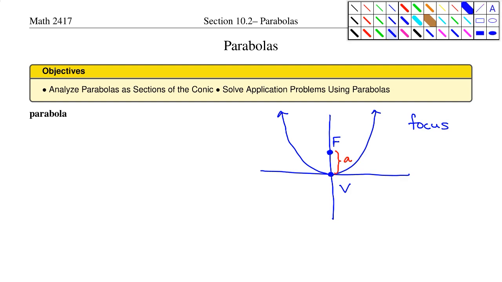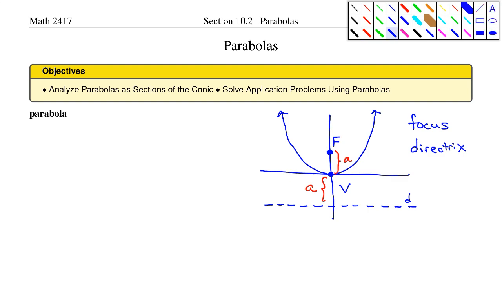And then the other aspect that we want to look at is this line here. Draw it as a dashed line usually, and give it a D, and that is called the directrix. The relationship between all these is that if A is the distance between the focus and the vertex, then A is also the distance between the vertex and the directrix.